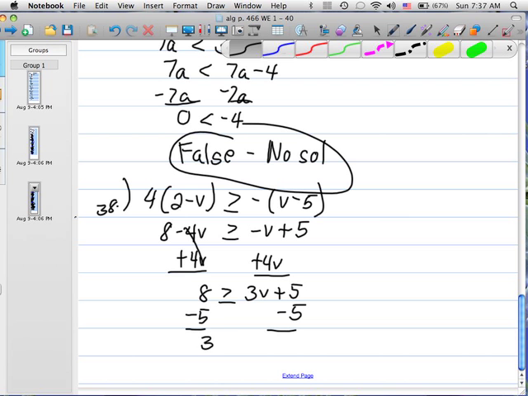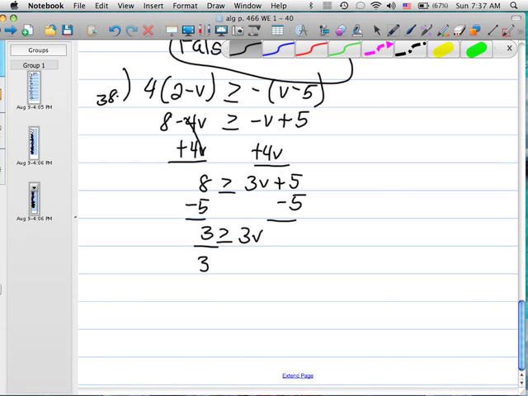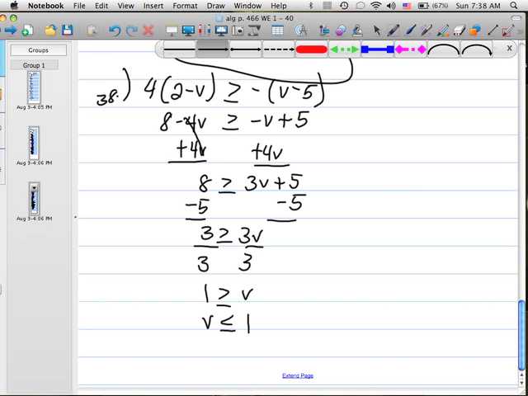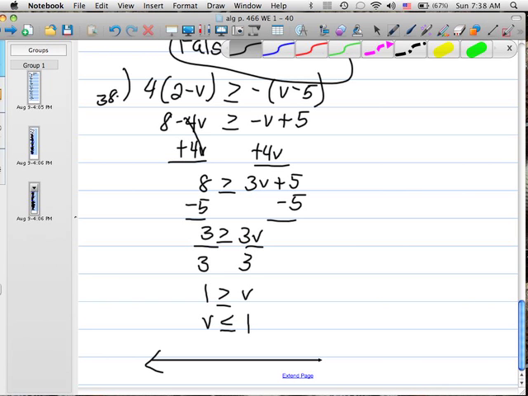I get 3 is greater than or equal to 3v. Divide by 3, and I get 1 is greater than or equal to v. Turn it around so you can graph correctly. 1 is less than or equal to v. V is less than or equal to 1. Graphing it. Put 1 down, 0, 2, closed circle at 1, shaded to the left, solid arrow at the end.